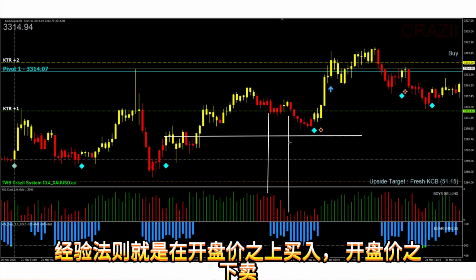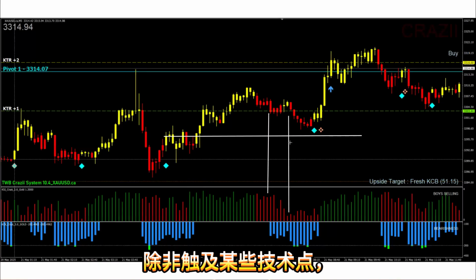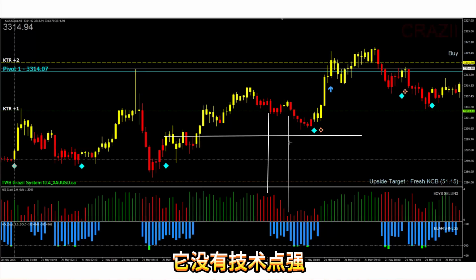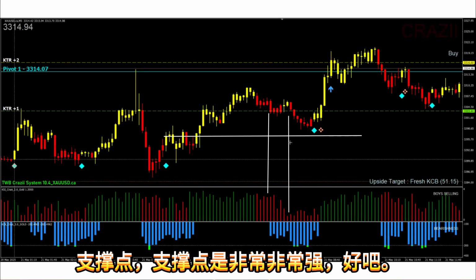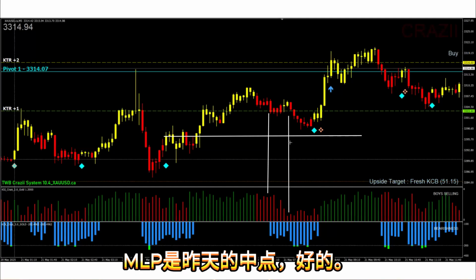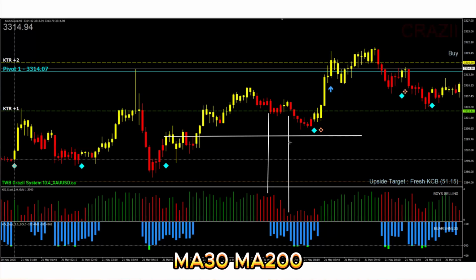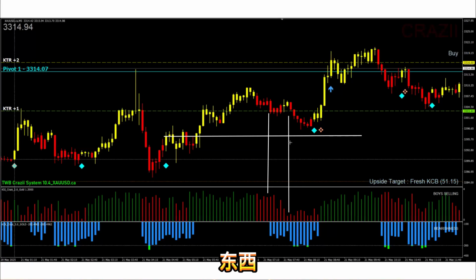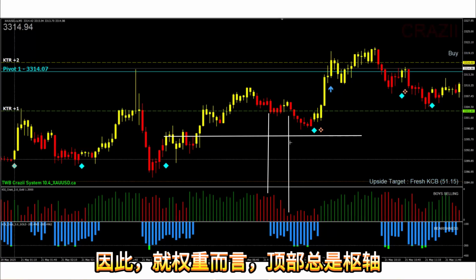The rule of thumb is above OP, you buy, below OP, you sell, unless it touches some technical point. Technical point is not KTR. KTR is a target level. It's not as strong as a technical point. So what are technical points? Example, pivots. Pivots is very, very strong. All right, MLP is a midpoint of yesterday. Okay, MA30, MA200 also a slightly okay range thingy. So the top internal weightage is always a pivot, yeah?